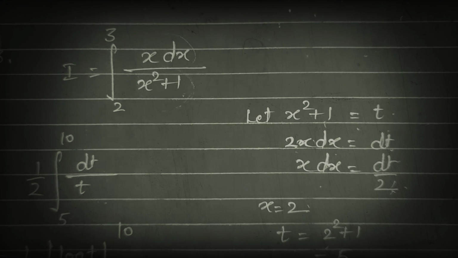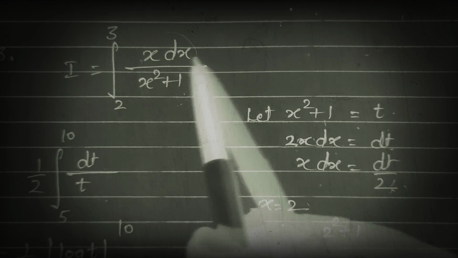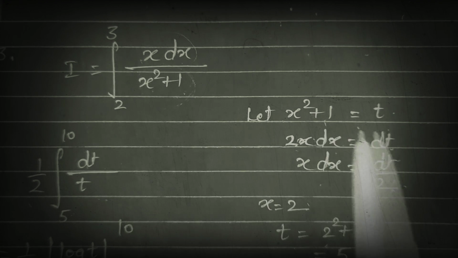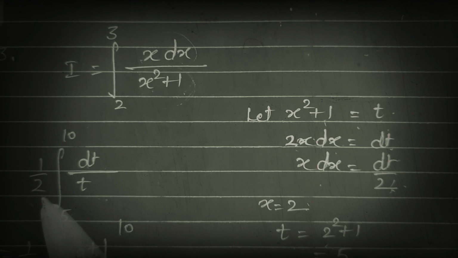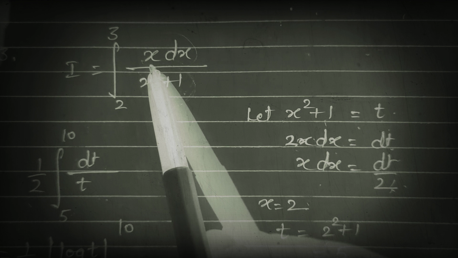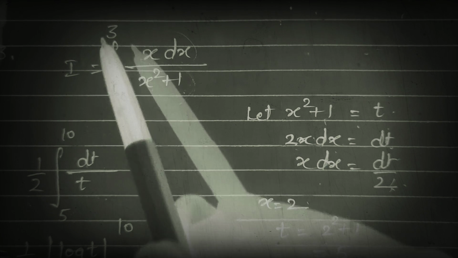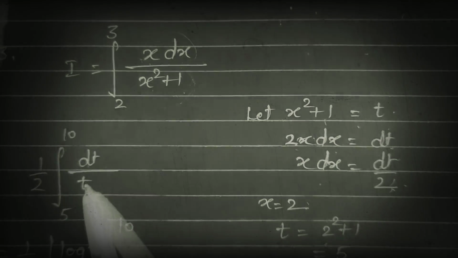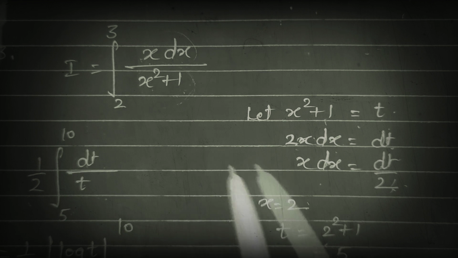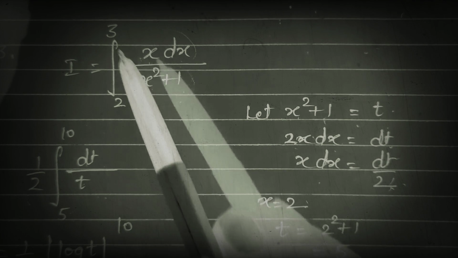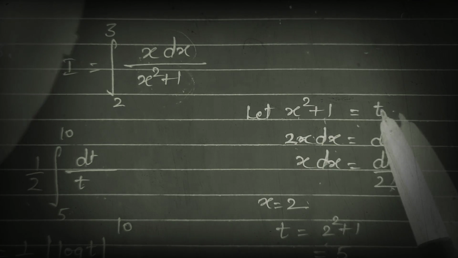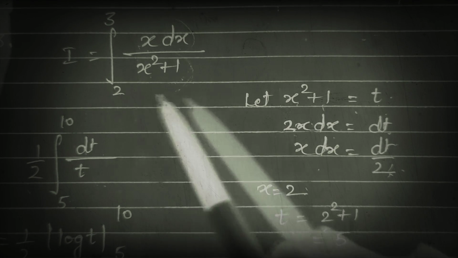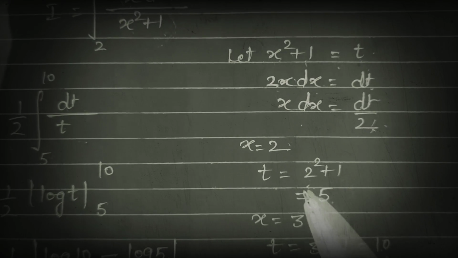So we can write x dx as dt upon 2 and x square plus 1 as t. But here the variable is x, and the upper limit and lower limit are values of x. Then if we change to the form of t, we will change the limits into the form of t. हम इनकी values को भी t की values की form में convert कर देंगे, t की values ले आएंगे. So here, if x is 2, it will be 2 square plus 1.